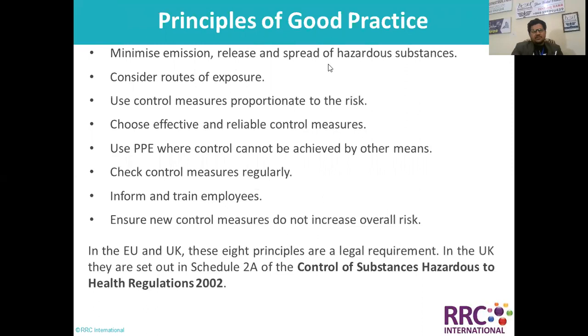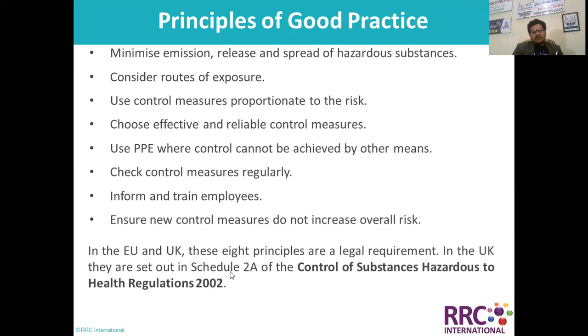These are some of the principles of good practice: minimize emission, release and spread of hazardous substances, consider routes of exposure, use control measures proportionate to the risk, choose effective and reliable controls, use PPE where control cannot be achieved by other means, and also check control measures regularly. And no doubt, we have to inform and train our employees. You can also ensure new control measures do not increase overall risk. In Europe and the UK, these 8 principles are set out as good practice.